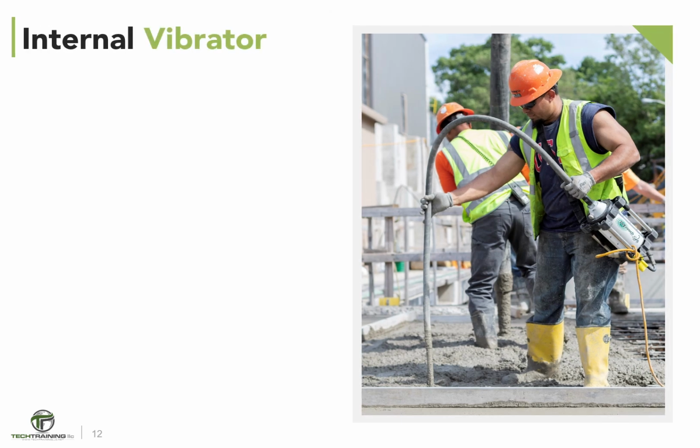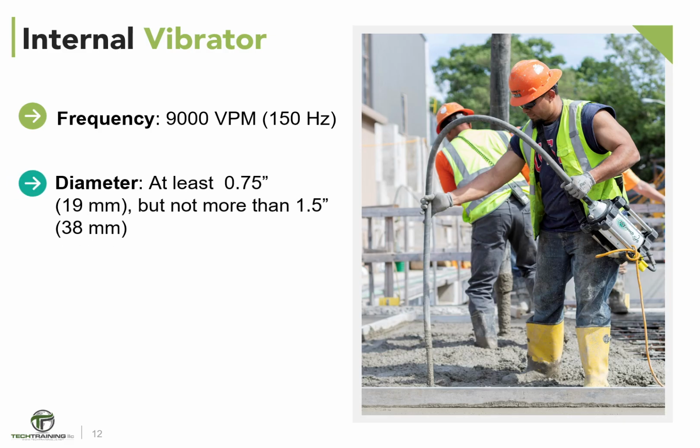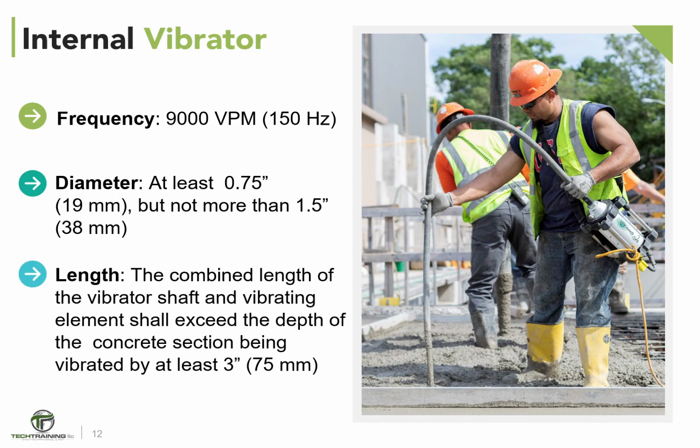When using a vibrator, the vibrator frequency shall be at least 9,000 vibrations per minute, or 150 Hz, while the vibrator is operating in the concrete. The outside diameter, or the side dimension of the vibrating element, shall be at least 0.75 inches, or 19 millimeters, and not greater than 1.5 inches, or 38 millimeters. The combined length of the vibrator shaft and the vibrating element shall exceed the depth of the section being vibrated by at least 3 inches, or 75 millimeters.